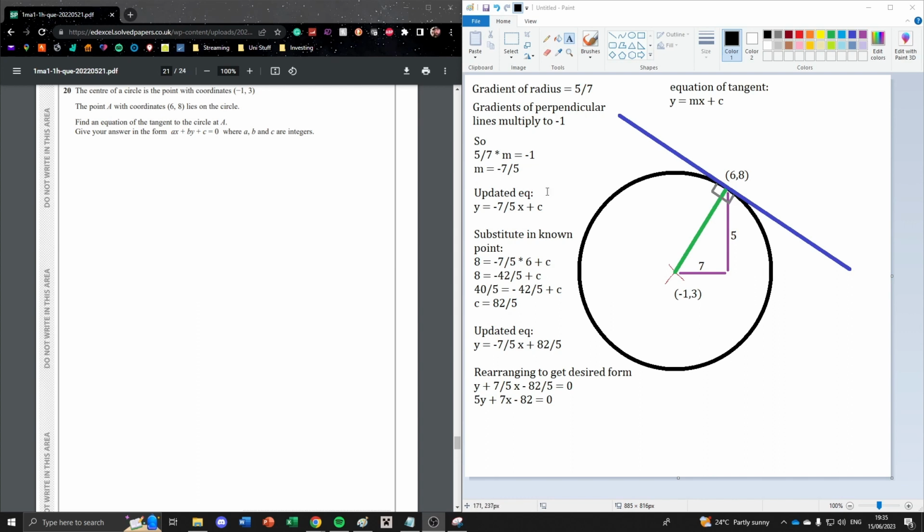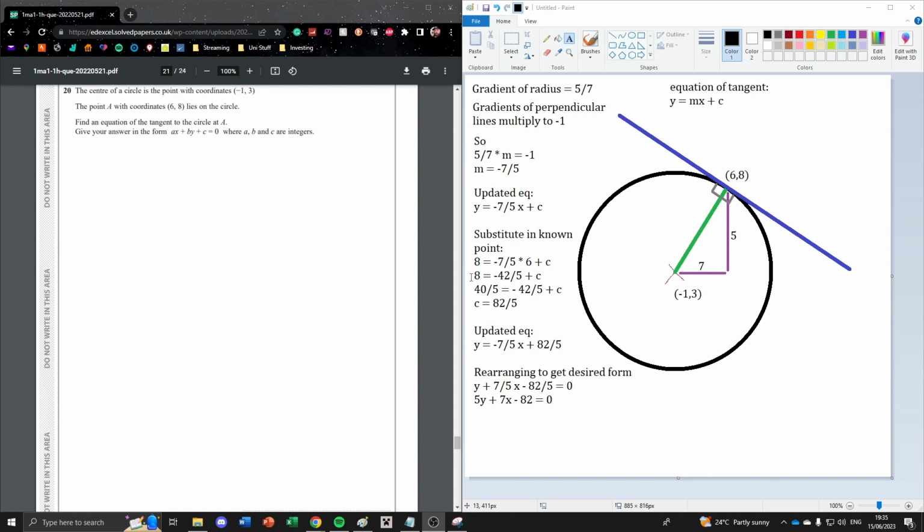So right now we can update the equation of this tangent to say y = -7/5 x + c, where c is our y-intercept that we still don't know. So to help us solve this, we can substitute the one point that we do know is on this line, where we know that y is equal to 8 and x is equal to 6. So we can say that 8 = -7/5 × 6 + c. Now, this is a bit of an annoying fraction, but we can simply multiply this together and say 8 = -42/5 + c.